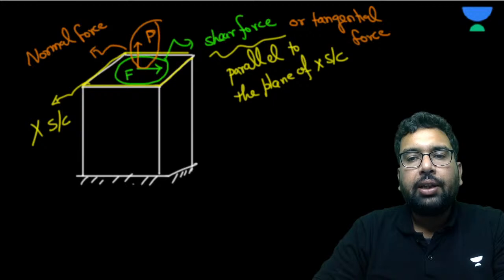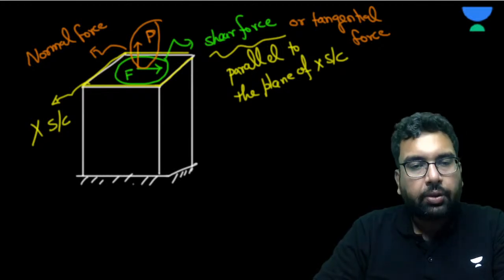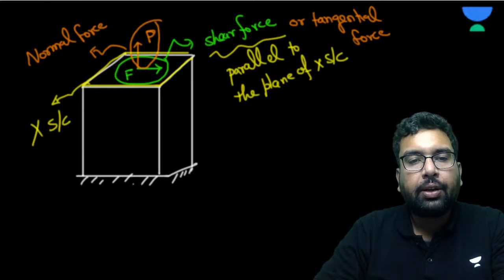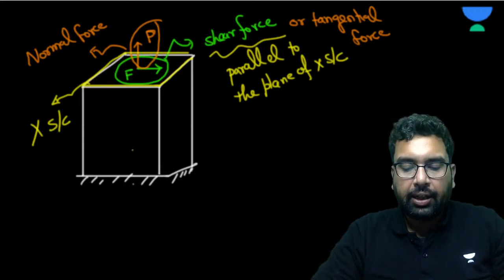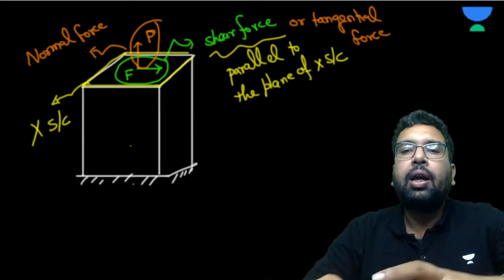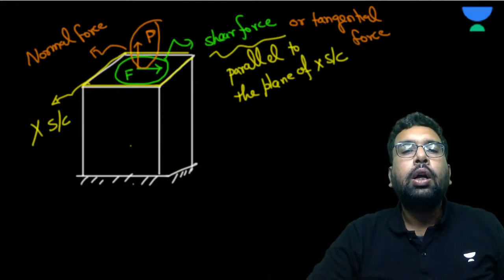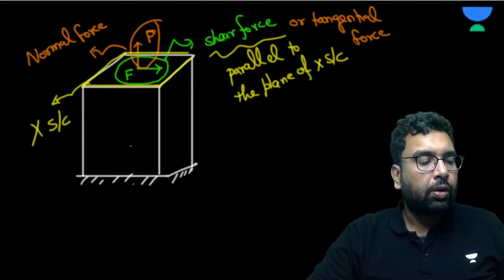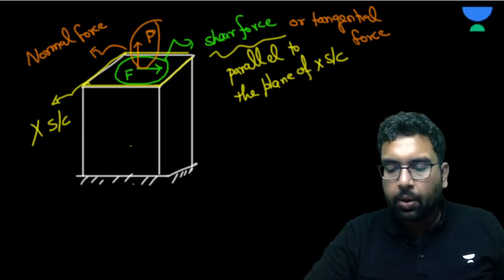So this is your plane of cross section. Understood, beta? Please answer me. I hope this is fine to everyone. Whenever we are seeing a force, we are seeing the force with reference to the plane of cross section, and with reference to the plane of cross section, the force can be called normal or shear. Understood, beta? I hope it is fine to everyone.